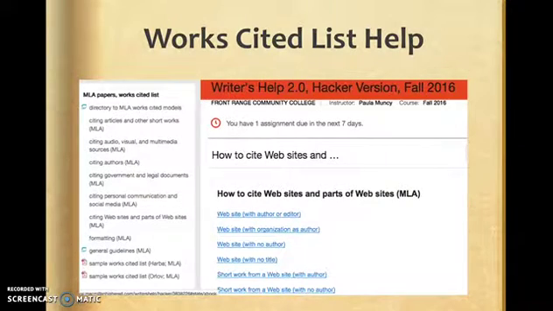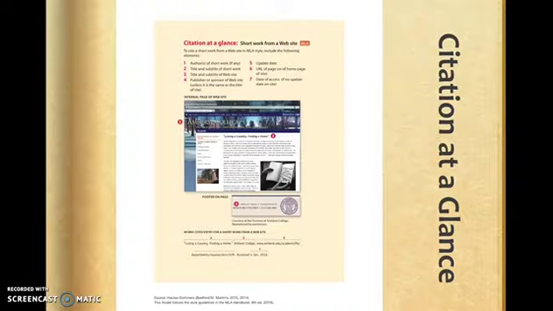The nice thing about this is that once you open up one of those windows, for example, a short work from a website, it gives you a couple of different ways in which to look at the material. So one of them is called Citation at a Glance, and this gives you an example of what a web page might look like in an article, shows you what information you need from it, and then it shows you down here how to put it into your citation for the Works Cited page.